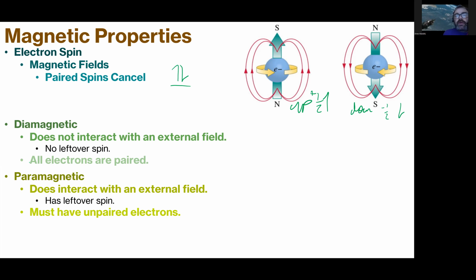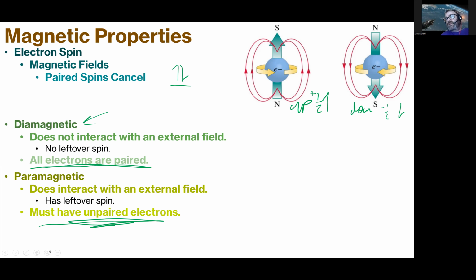Okay. So things that are diamagnetic, and again, this terminology feels backwards. That happens a lot, and I'm sorry. But diamagnetic stuff has no leftover spin. All the electrons are paired. That's our key here. Diamagnetics are all paired up. In paramagnetic, you're going to have an interaction with a magnetic field. You're going to have leftover spin, and so you're going to have unpaired electrons.